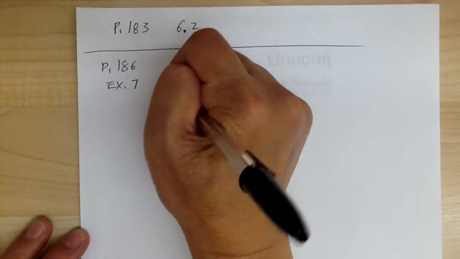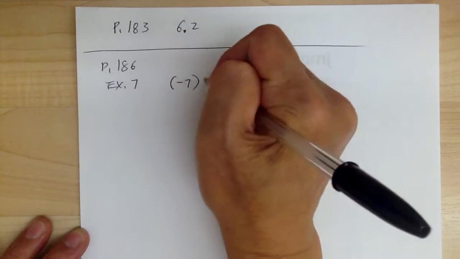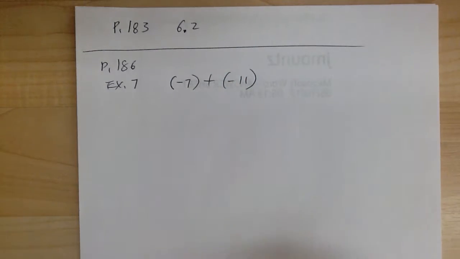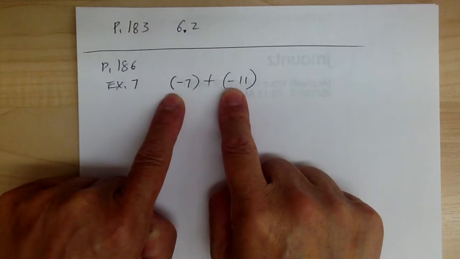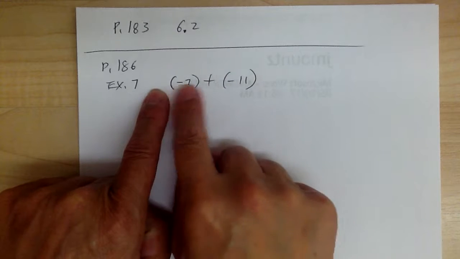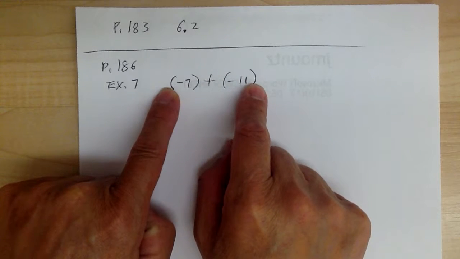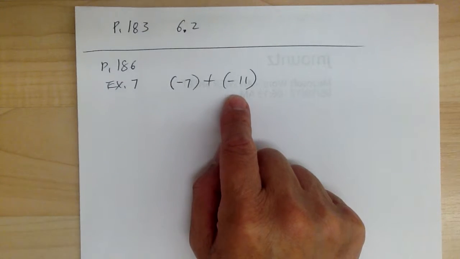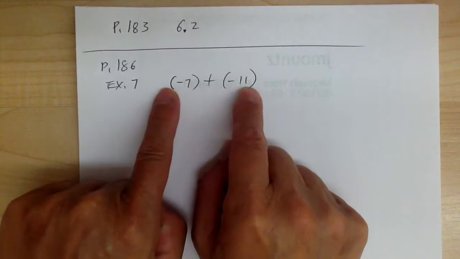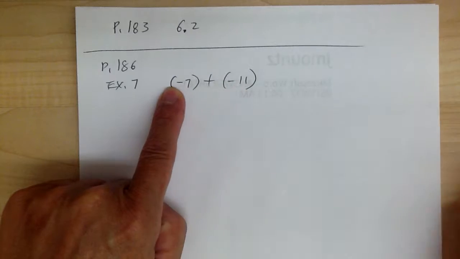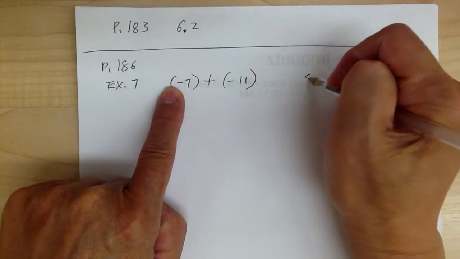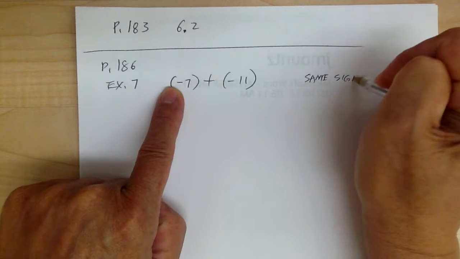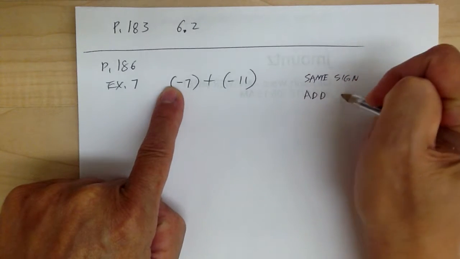Example 7, you're looking for negative 7 plus negative 11. So the first thing you need to do is look at the sign. If they're the same kind, you have to add the numbers. If they're the opposite kind, like if one is positive and one is negative, then you have to subtract the numbers. So first you look, okay, both are negative, they're the same, so same sign. So you're going to add the numbers.